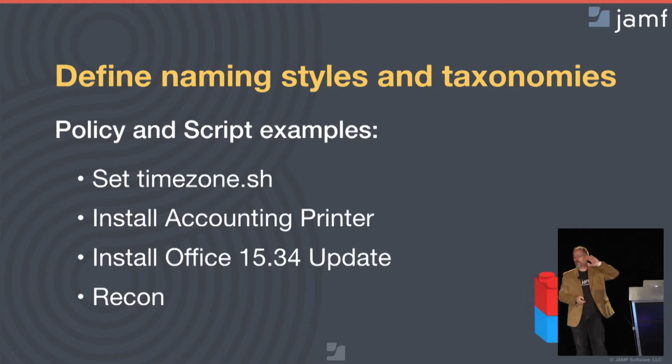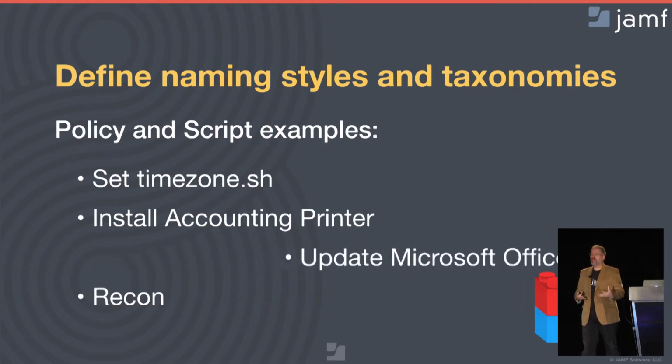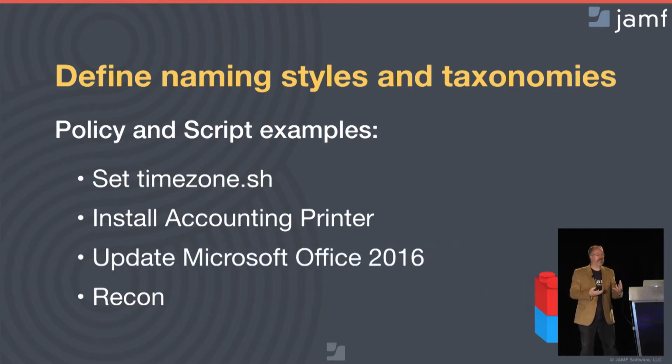What was that? Version. It's specific to a single item. It's an Office 15.34 update. In 6 months after everyone is running 15.40, will you ever need this policy again? This is how cruft starts in your Jamf server. You put something in for one-time use, and then you never remember to take it out. Keep policy names generic. You can always reuse a policy that updates Office.